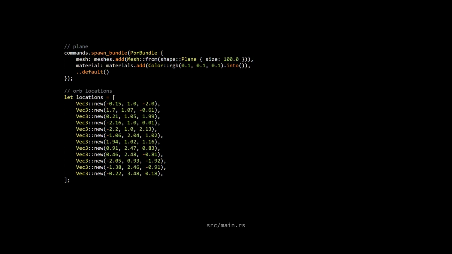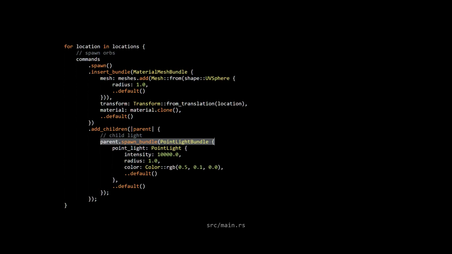Next, we'll add a plane and a list of locations that we can use to populate the scene with a bunch of spheres. We'll add point lights as child entities of the spheres so that they emit light.